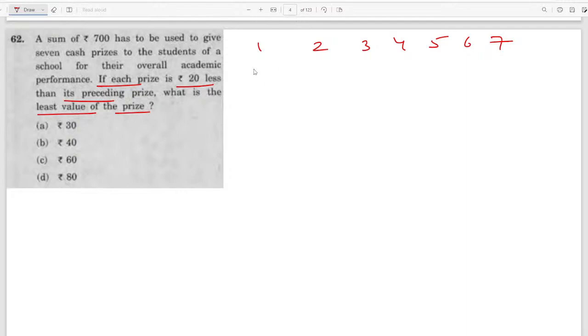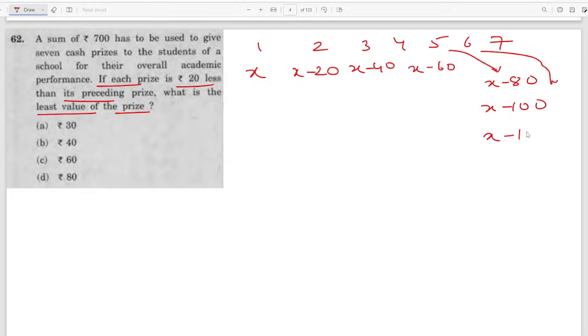So let's take the first prize as x. The second is x minus 20, then x minus 40. Fourth is x minus 60. Fifth is x minus 80. Sixth would be x minus 100. Seventh would be x minus 120. If you add all these prizes, it would sum to 700.